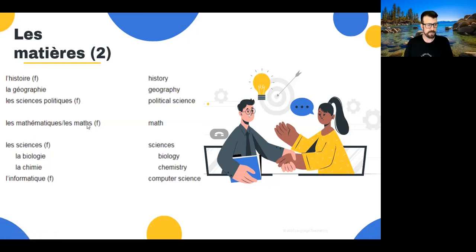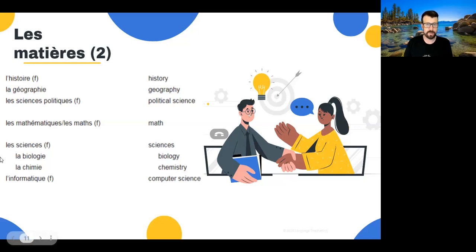The string of T and H in French usually sounds like T. Okay, les sciences, as I mentioned, it's a feminine noun, sciences. Let's talk about these different sciences here. La biologie, words that end in IE, often feminine gender, maybe 100% of the time. La chimie, chemistry. Et enfin, l'informatique, computer science.